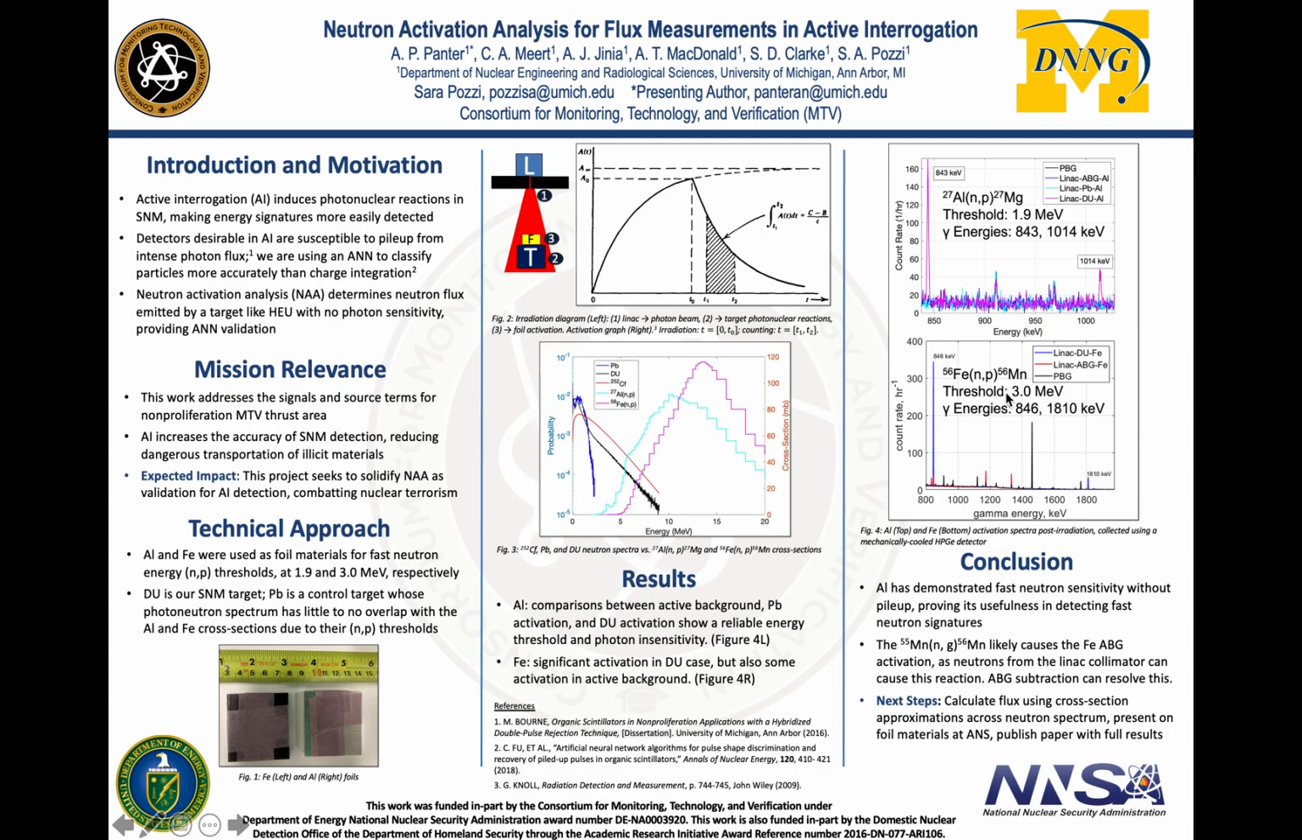Moving into iron, our blue DU activation spectra again see significant activation at the expected peaks. However, as you can see here, there is some red activation corresponding to active background at this peak right here. What we think is happening is that there's a manganese impurity in our iron sample.